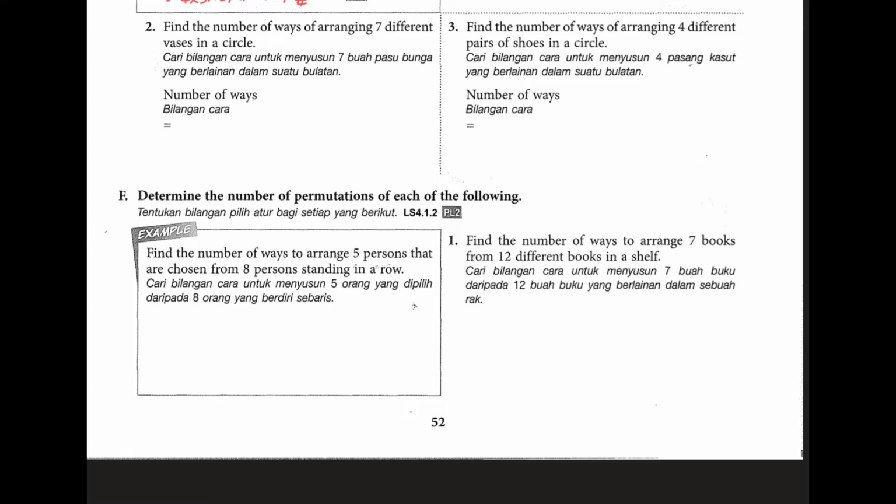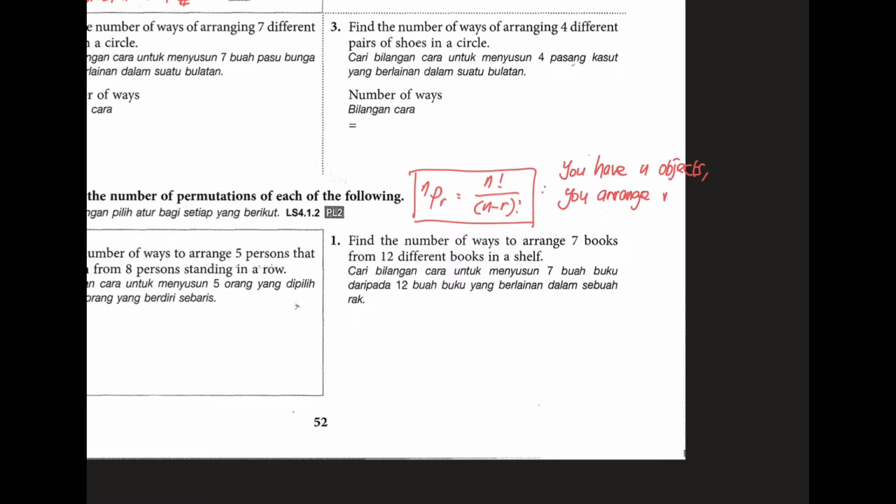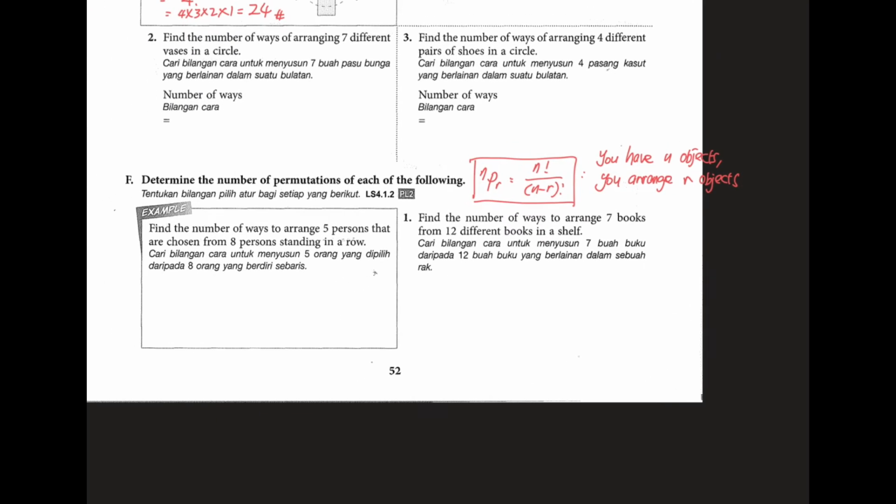nPr. I write the formula again. nPr equals n factorial over (n minus r) factorial. So what's the meaning of this? It means you have n objects, you arrange r objects. So you don't arrange all of them, you just arrange some of them. Okay, now we see the example here.